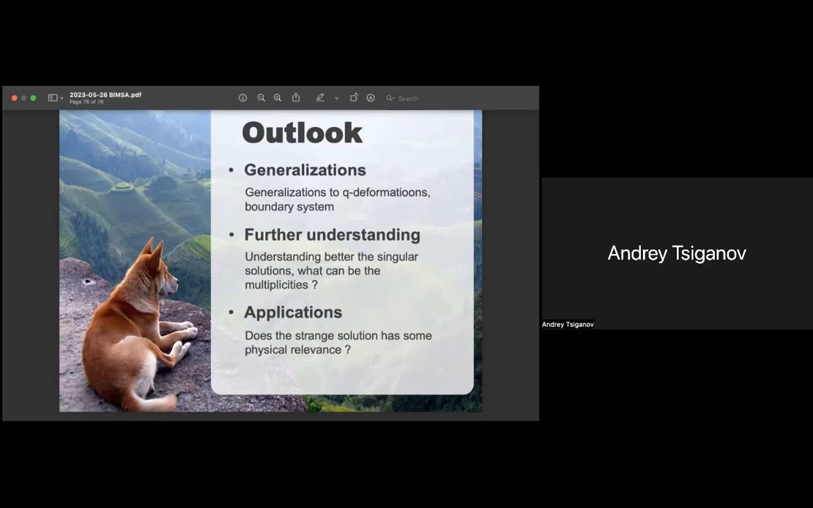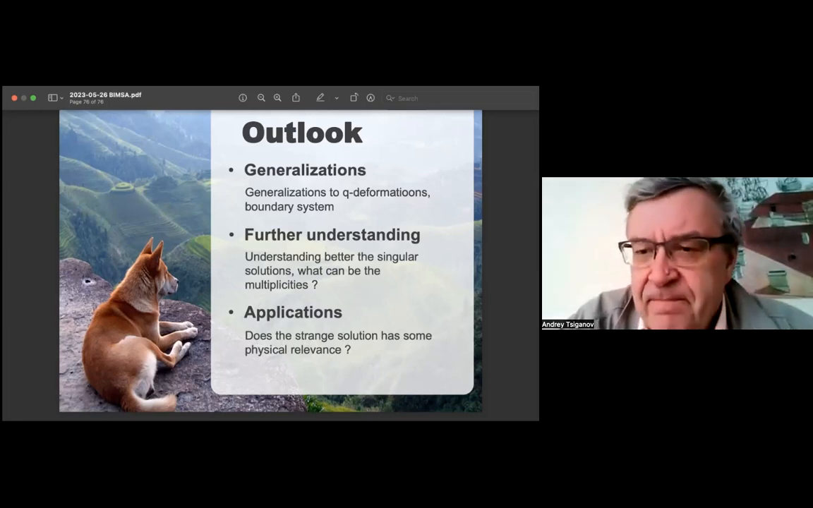Thank you for the very interesting talk. A very interesting approach to very old and, in some sense, classical systems. Okay, any questions, any comments, please?